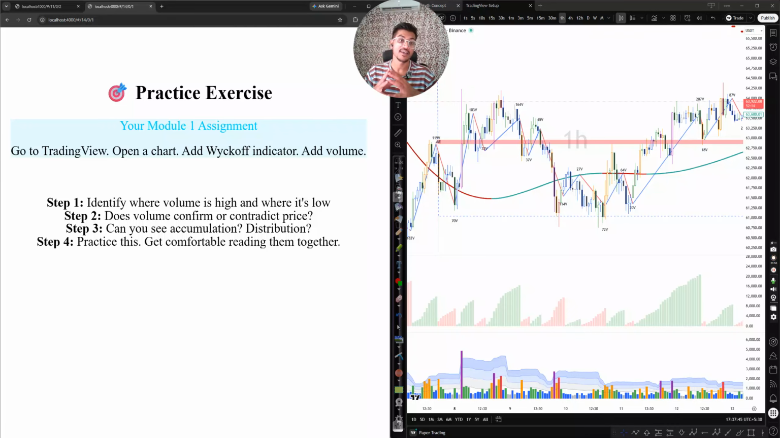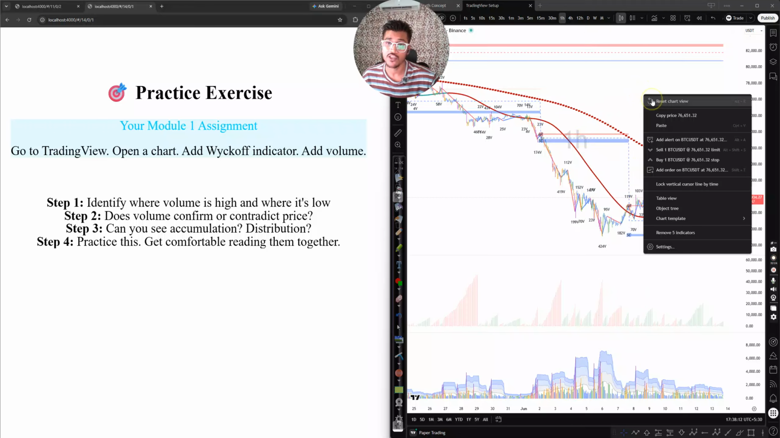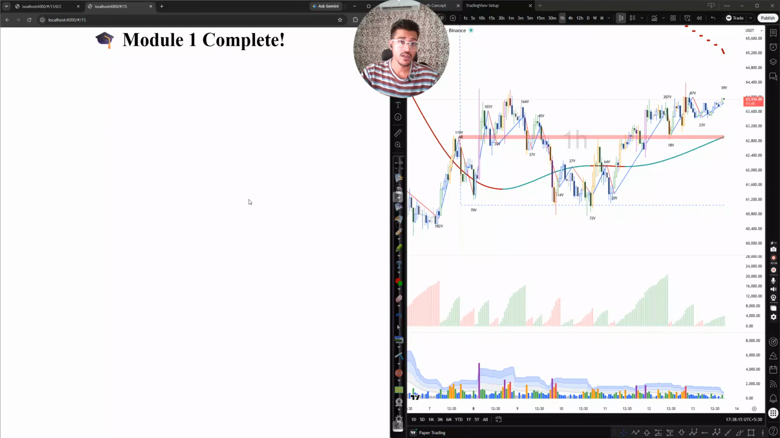All right. Second, does volume confirm or contradict the price? All right. Third step is, can you see accumulation and distribution? Okay, any one of them. All right. And step four is to practice these, get comfortable reading them together. Okay, volume and price. And after laying this out, you can imagine reading the market is very easy now. Okay. So module one is complete. All right.